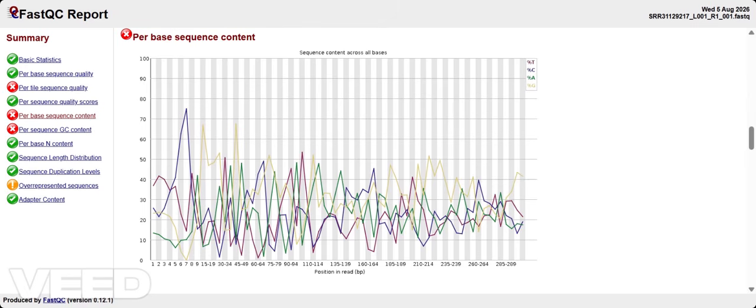This is a very important lesson in bioinformatics. FastQC gives us a warning signal. We still have to understand the biology behind the data.